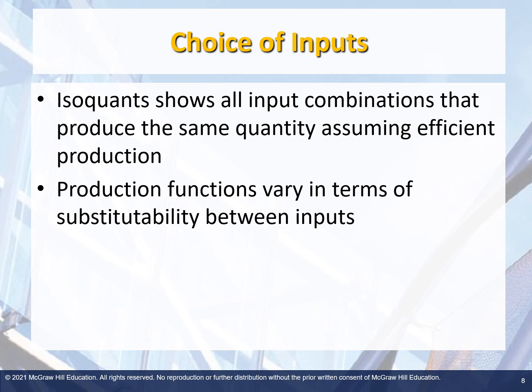Isoquants are maps that show different combinations of inputs, like labor and capital, that can be used to produce the same amount of output. Think of it like a recipe. You can make the same dish by changing the ingredients slightly, as long as the results taste just as good.